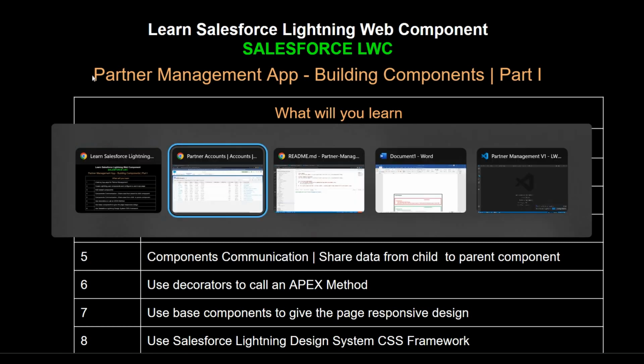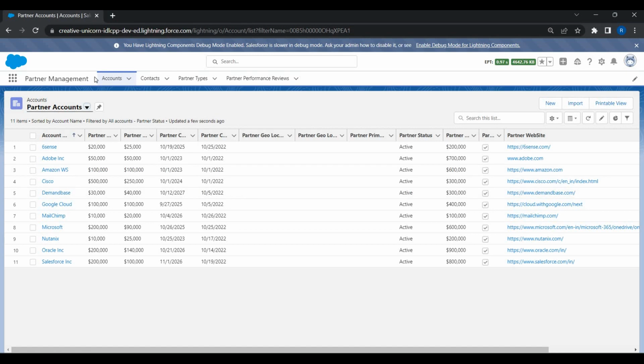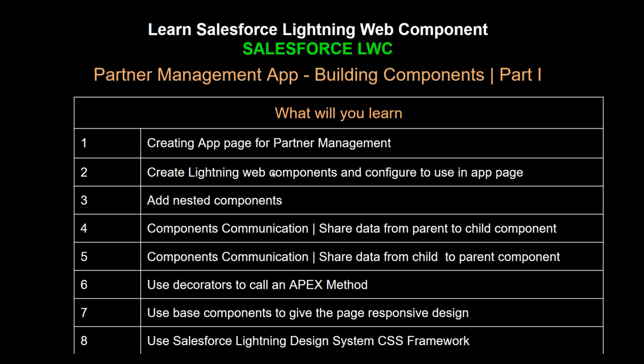So right now, as you can see, we don't have an app page called Partner Management, which we will add now, and then we will start adding code to our Lightning Web Components and ensure that the Lightning Web Components can be used only in the new app page that we create. And of course, we'll create multiple components. We'll place one component inside another component, and then we will see how we can share data between the components, from parent to child, child to parent.